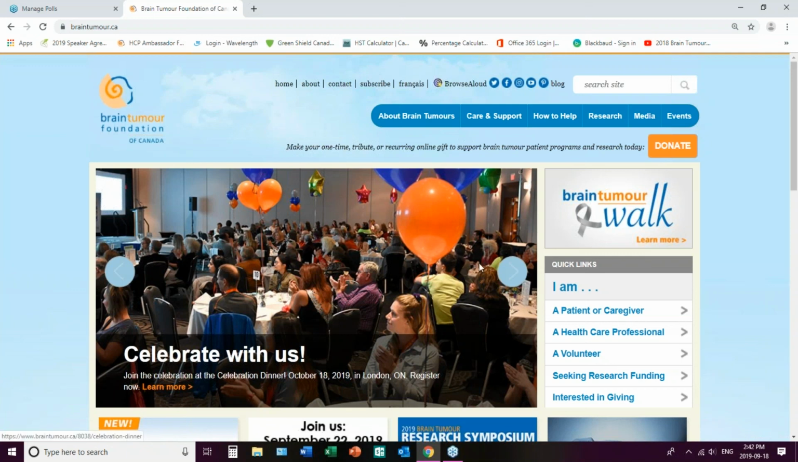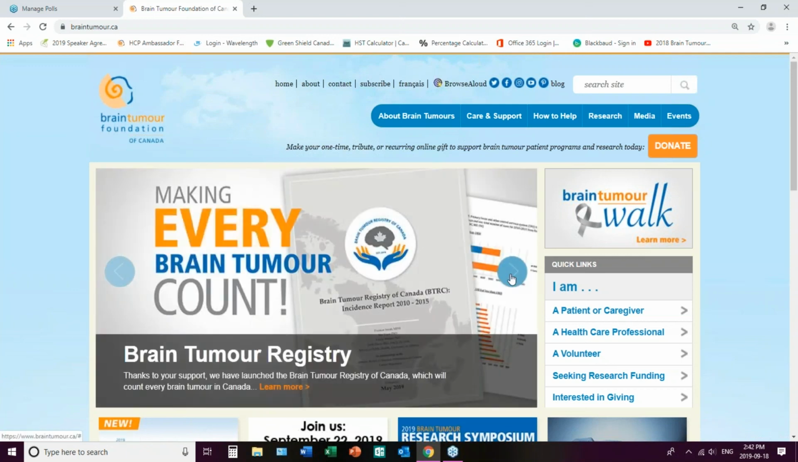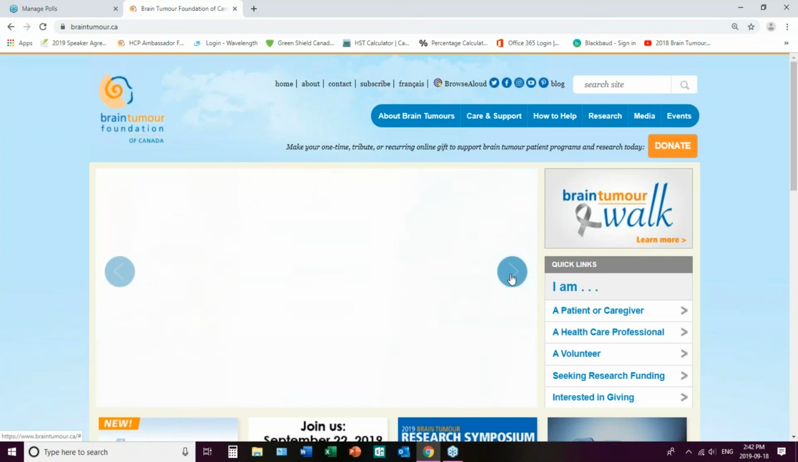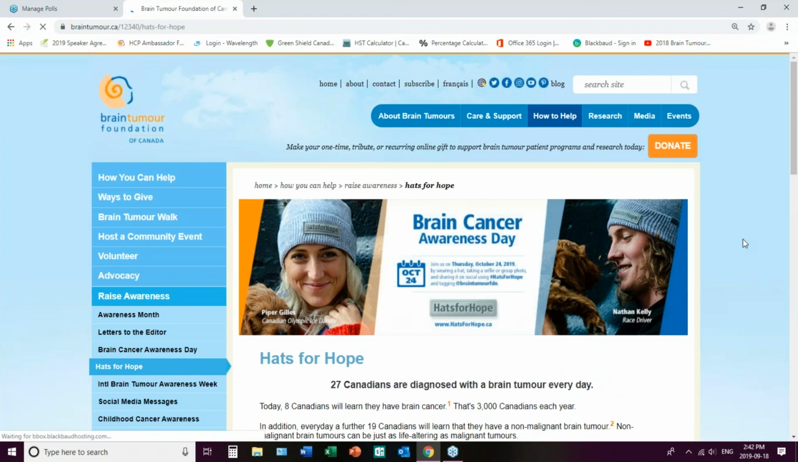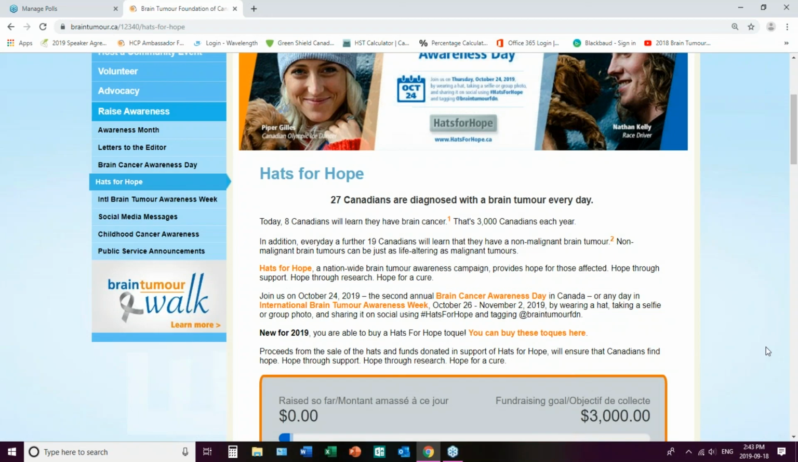And then third, on October 24th is our second annual Brain Cancer Awareness Day. And what we're doing this year, again, is a campaign called Hats for Hope. What we're encouraging people to do with this nationwide brain tumor awareness campaign is to provide hope for those affected. And by doing so, what you can do is wear a hat.